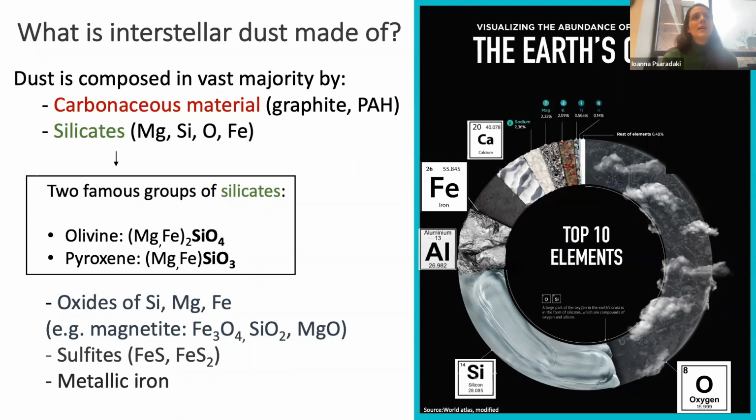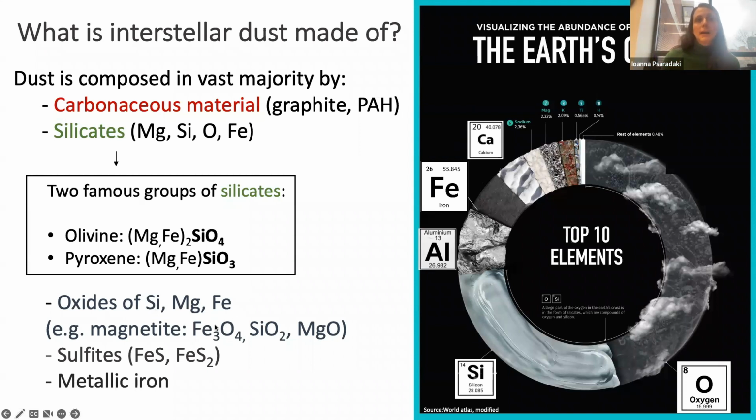So we know that it is composed of carbonaceous material and silicates. Silicates are an interesting group of minerals in which we mainly find magnesium, silicon, oxygen, and iron. We can roughly divide them into two main groups, the olivines and pyroxenes. Please note that olivine has 4 atoms of oxygen, while pyroxenes have 3 atoms of oxygen, and it is now an ongoing area of study to understand which of these 2 types of silicates is the dominant one in the ISM.